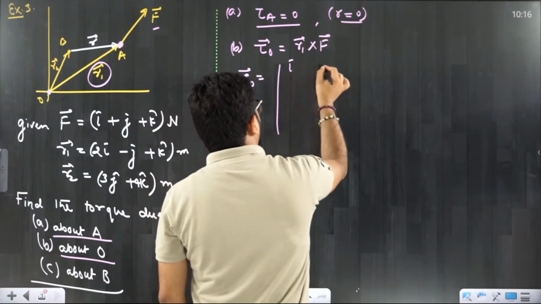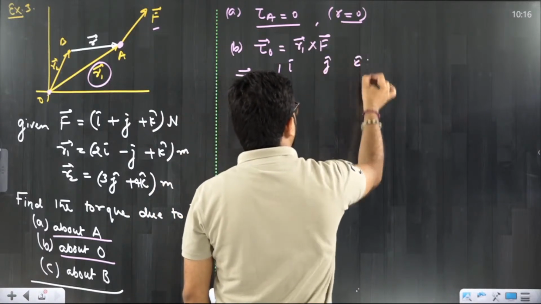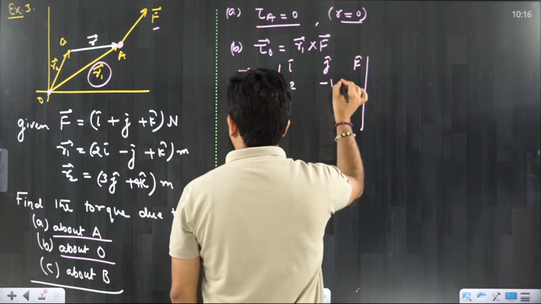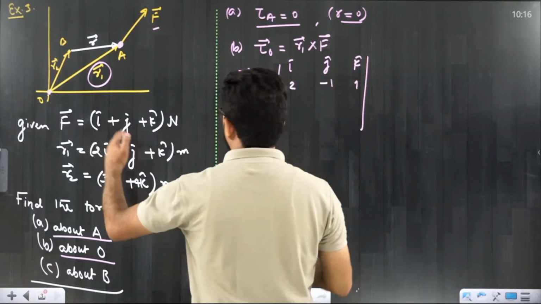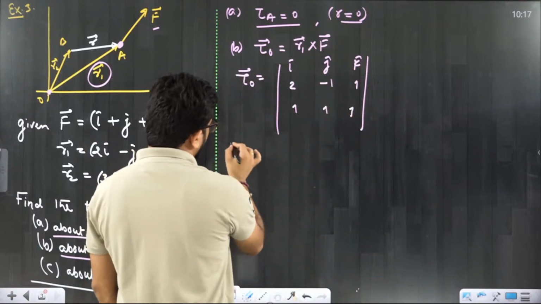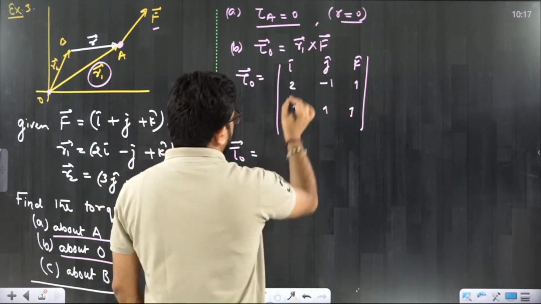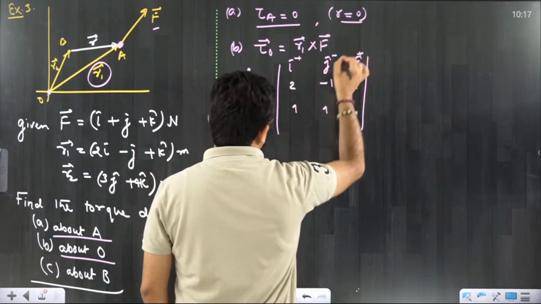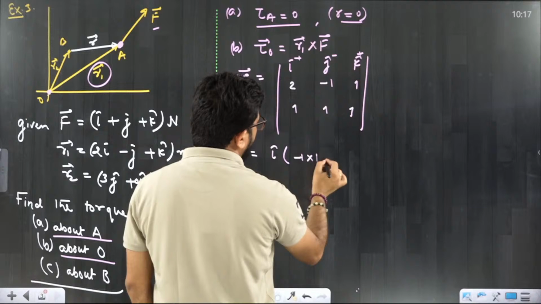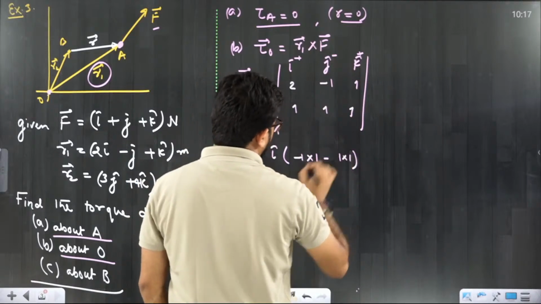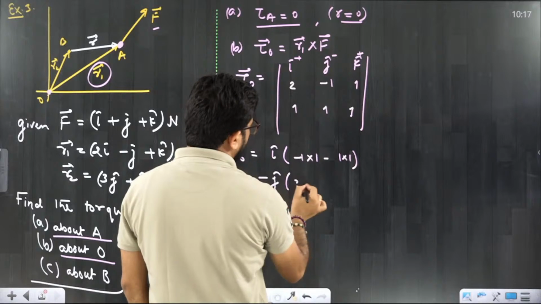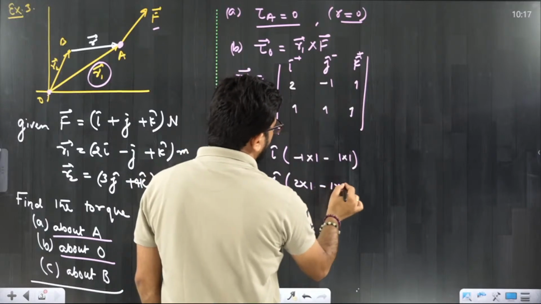I cap, J cap, K cap. You will see that r is equal to 2 i cap minus j cap plus k cap, and force is equal to 1 1 1. That's so simple. So torque about O would be equal to, this is a plus, this is minus, this is plus, and i, this would be minus 1 into 1 minus 1 into 1. Very simple. The second would be minus j, j would be 2 into 1 minus 1 into 1.